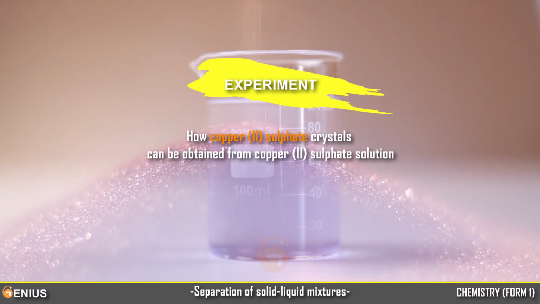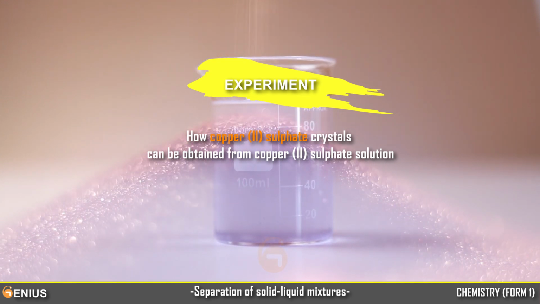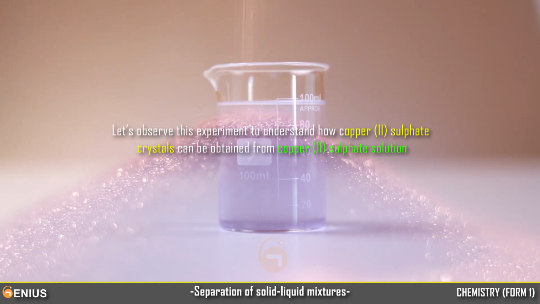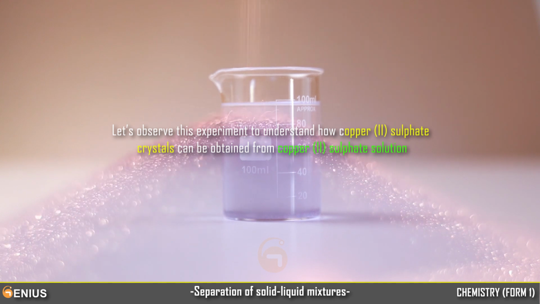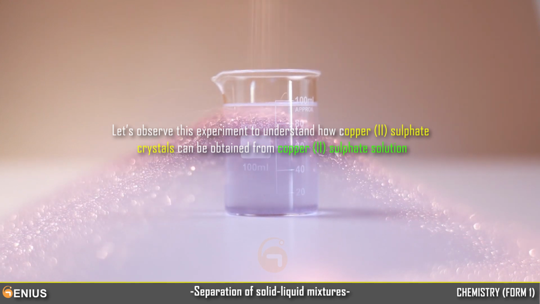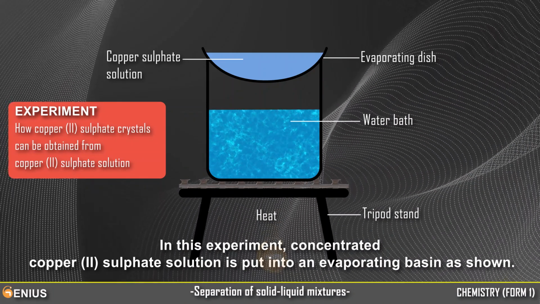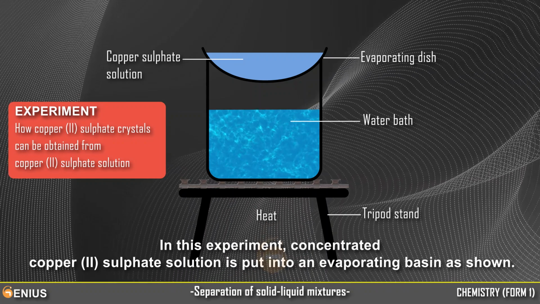Experiment. How copper(II) sulfate crystals can be obtained from copper(II) sulfate solution. Let's observe this experiment to understand how copper(II) sulfate crystals can be obtained from a copper(II) sulfate solution. In this experiment, concentrated copper(II) sulfate solution is put into an evaporating basin as shown.